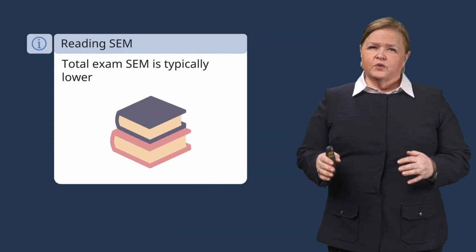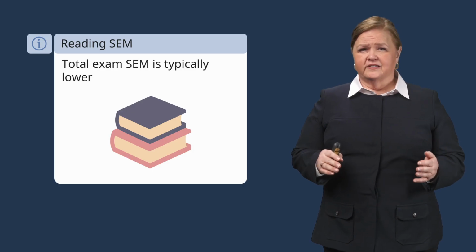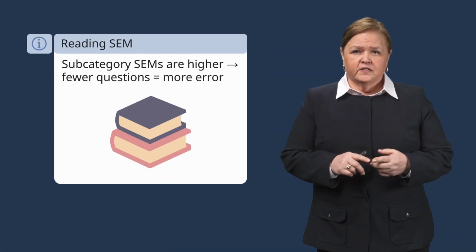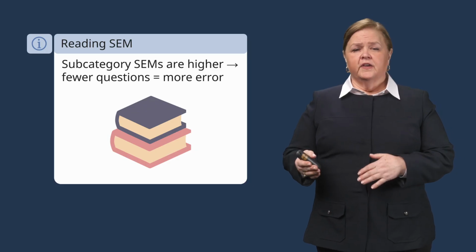Now, you might notice that individual subcategories have higher SEMs than the total test. This is completely normal. It happens because of two reasons. Subcategories contain fewer questions, which typically increases measurement error. Also, the total score combines all these pieces. That tends to balance out individual errors.